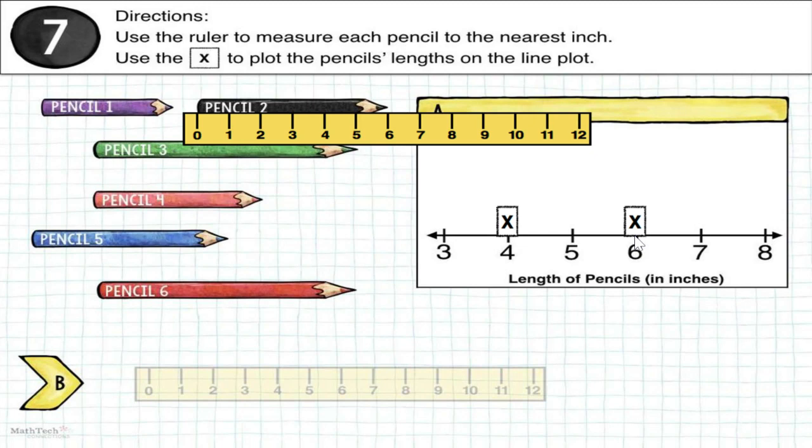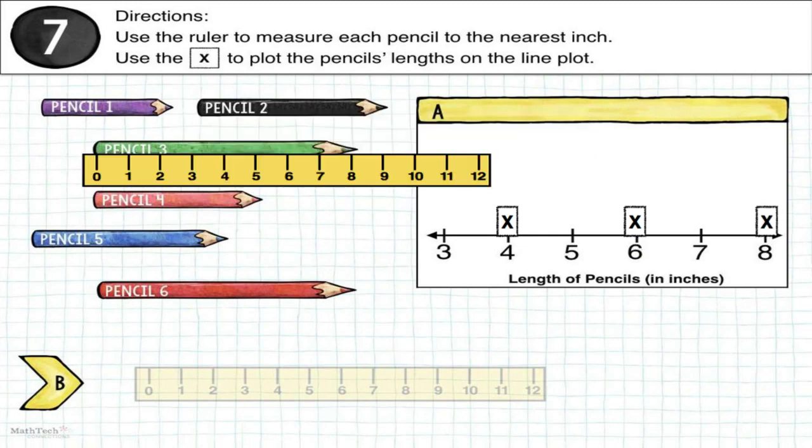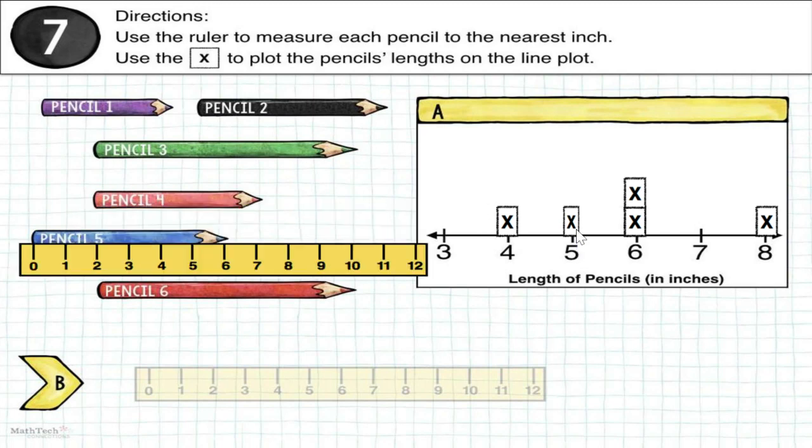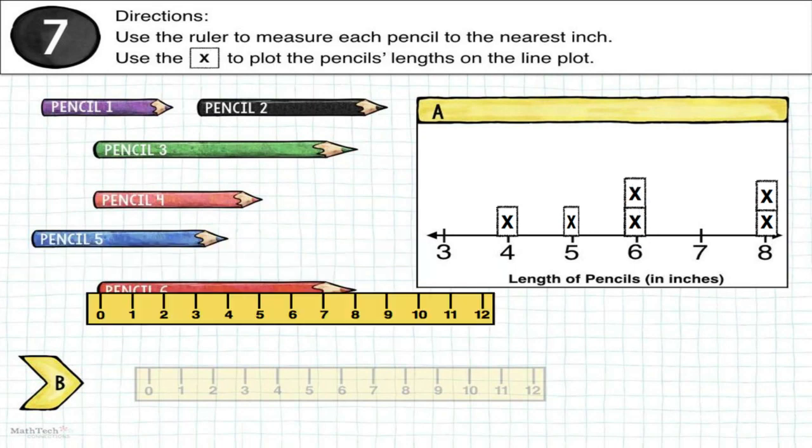So there's an X on the 6. Pencil 3 is close to 8, so there's an X on the line plot for 8. Pencil number 4 is closest to 5, so there's a point there. Pencil number 5, it's close to 6 inches, so I put another X on top of here. And pencil 6 is closest to 8. So right away, we can see that the most popular lengths were a tie between 6 and 8, and there weren't any that measured 7.